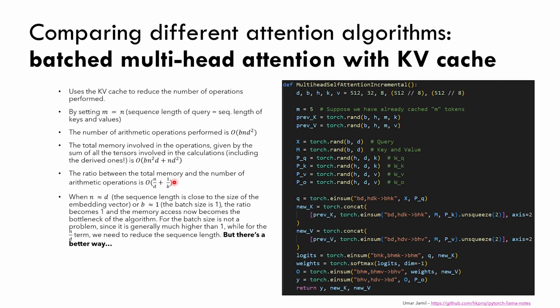And this is a problem because when this condition is true, then the memory access becomes the bottleneck of the algorithm. And this also means that we need to keep the dimension of the embedding vector much bigger than the sequence length, but if we increase the sequence length without making the dimension of the embedding vector much bigger, the memory access will become the bottleneck. So we need to find a better way.